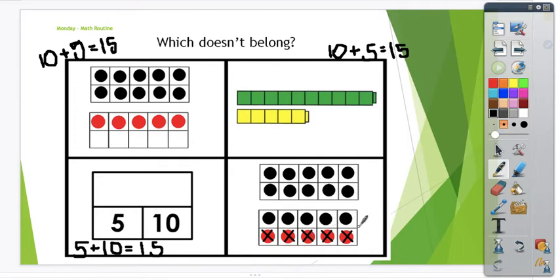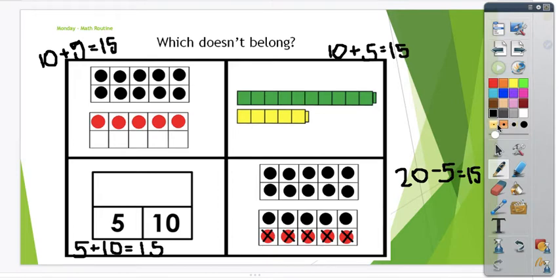Now I want you to look at this one. When we have our X's on our dots, I want you to think back. Are we adding or are we taking those away? We're taking them away. So how many do we start with? If this is 10 and this is 10, how many do we start with? We start with 20. So we have 20, and how many were taken away? 1, 2, 3, 4, 5. We have 5 taken away. So how many were left? 15. Very good.